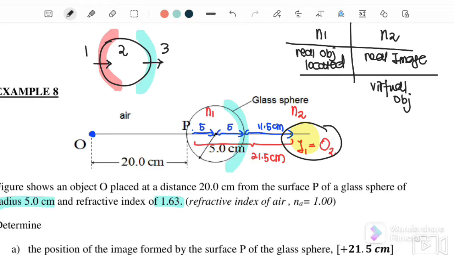So this is a virtual object, because if N1 is the glass sphere, our object should be on our left hand side. But now our object is located on our right hand side. So this is a virtual object. We must substitute the virtual object as negative, at the distance of 11.5, because we are referring from the second reflective surface. So from the second reflective surface, the distance U is 11.5.